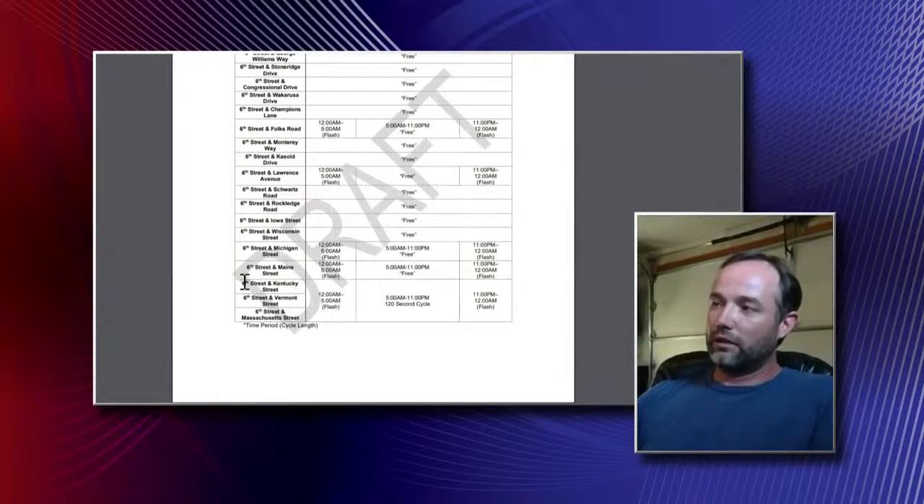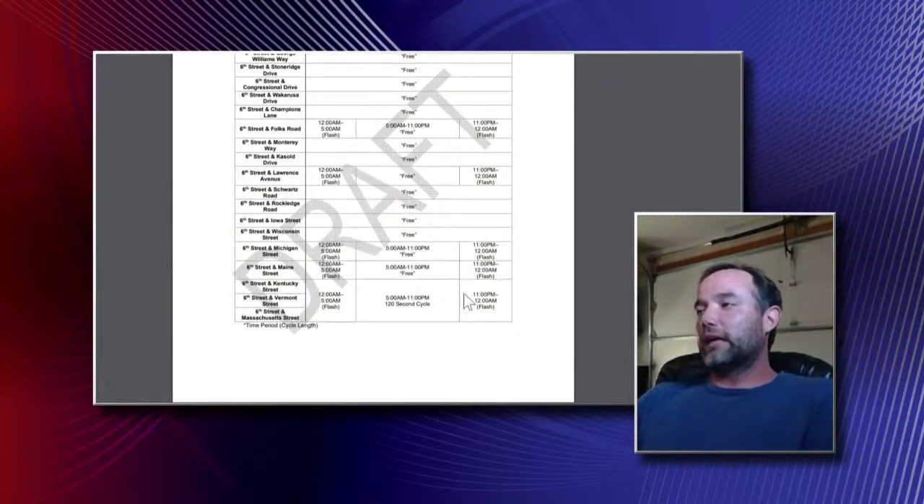The big outlier there is 6th Street at Kentucky, Vermont, and Tennessee, or Kentucky, Vermont, and Massachusetts. Those lights don't have detection, and they just ran a hard 120-second cycle, the same cycle throughout the whole day, and then went to flash at night.